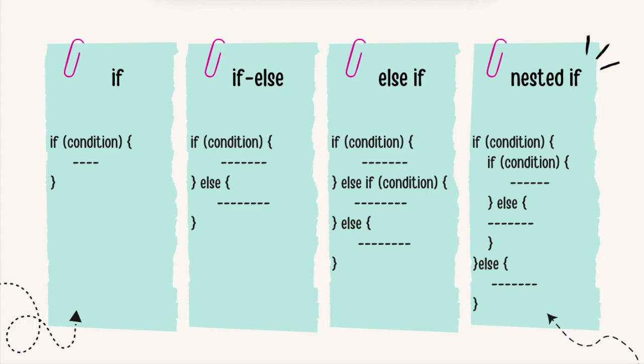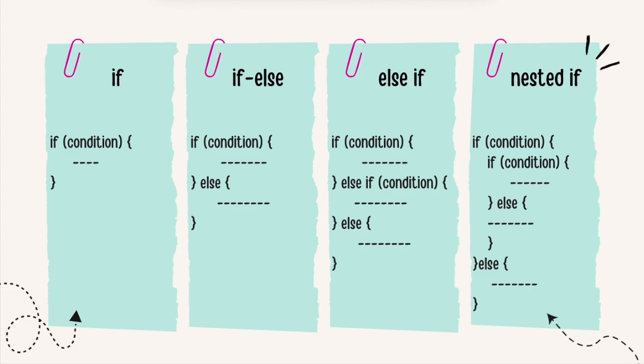The if statement checks a condition. If the condition is true, then the code inside the curly braces runs. Sometimes we want one action if the condition is true and another if it's false. That's what else is for. We use if, then the condition. Inside the curly braces, we write our code, and then else, and then our code.